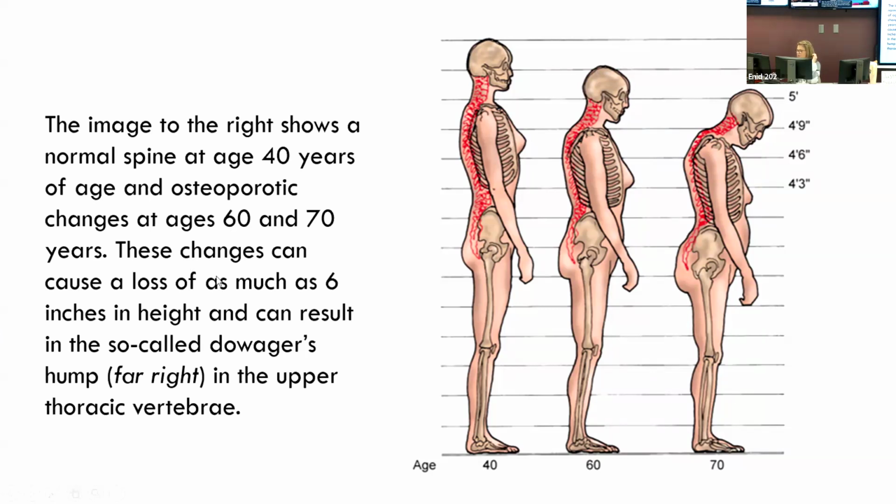And they can cause a loss of as much as 6 inches in height, and can result in the so-called Dowager's hump on the far right over here, in the upper thoracic vertebrae. So you see this a lot in women, but once in a while you'll see little old men too that are way hunched over.